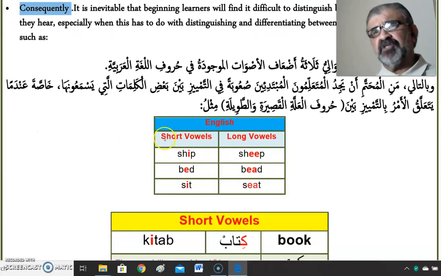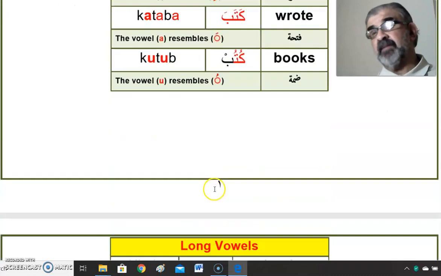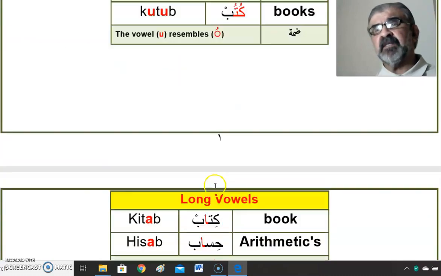Now, as for English, as you can see, there are 2 main types of vowels, short and long. Ship, sheep, bed, bead, set, seat. As for Arabic, we're going to consider 3 concepts.